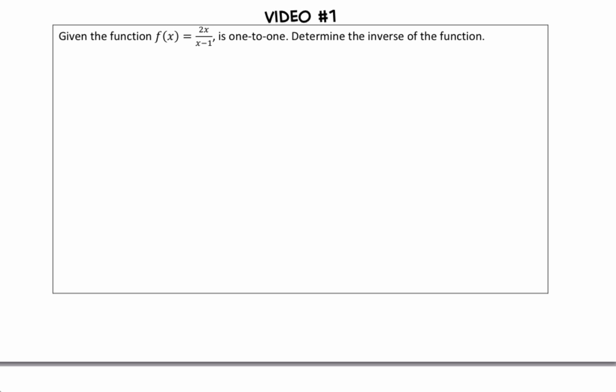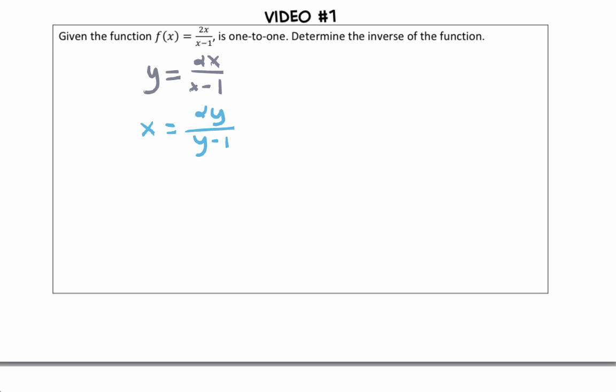So we are given this function, and we're told that it's 1-to-1, so therefore we can find its inverse. So what we're going to do is, first, we know that f of x can be replaced with y, so we know that y is equal to 2x over the quantity x minus 1. So in order to find the inverse, what we do is we replace the x and y variables, so we just switch them out. So we're going to write this as x is equal to 2y over y minus 1.